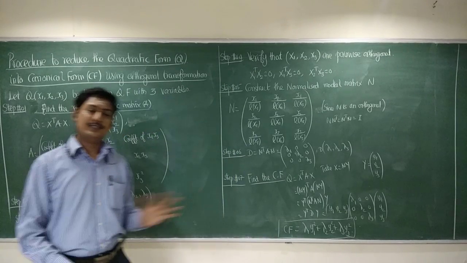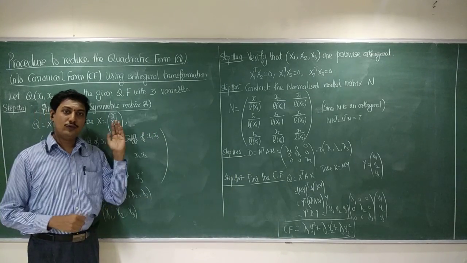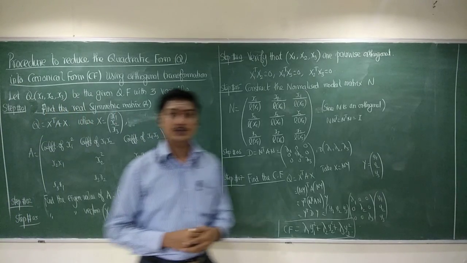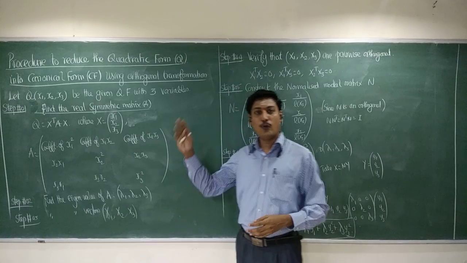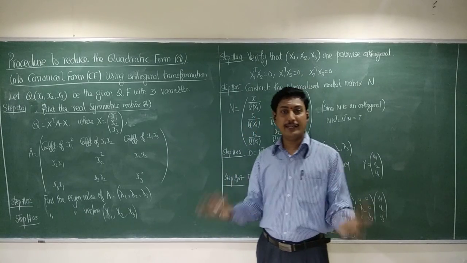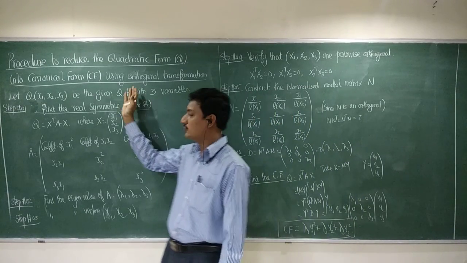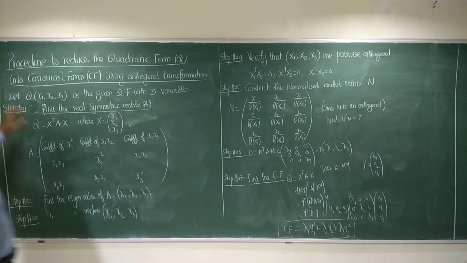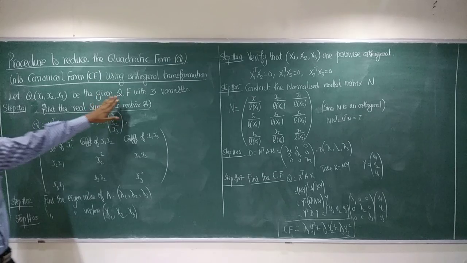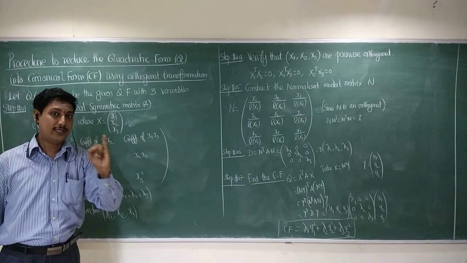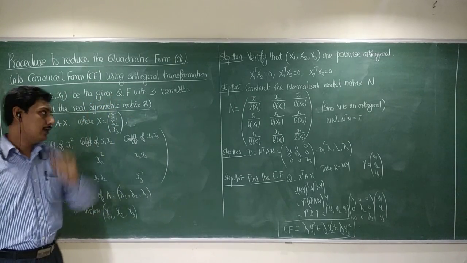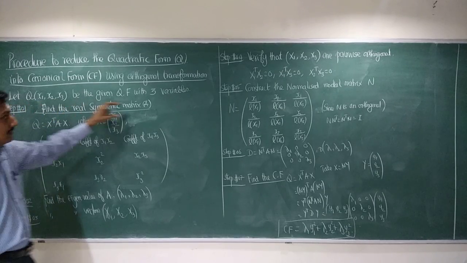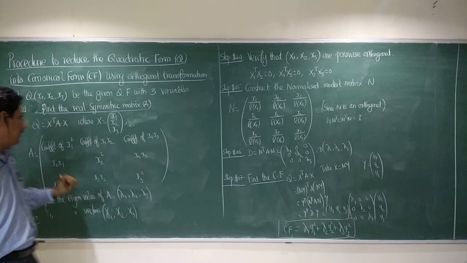So in this class, I am going to introduce the step-by-step procedure to reduce the given quadratic form into the canonical form by using the orthogonal transformation. Now I am assuming that Q is the given quadratic form with three variables, x1, x2, x3. So, the first step is to find the real symmetric matrix A.